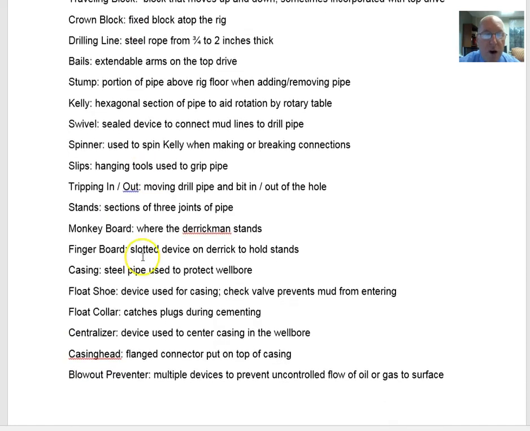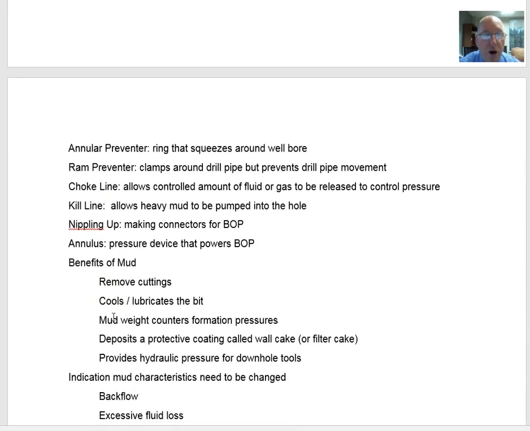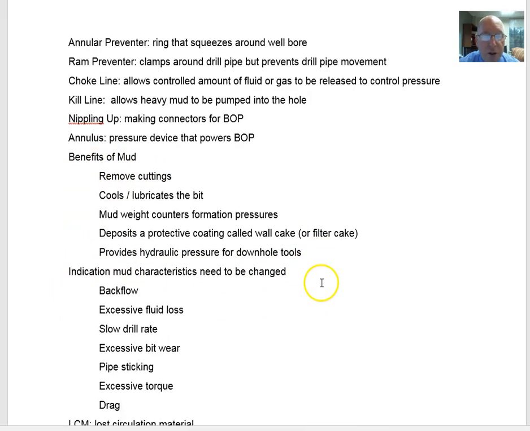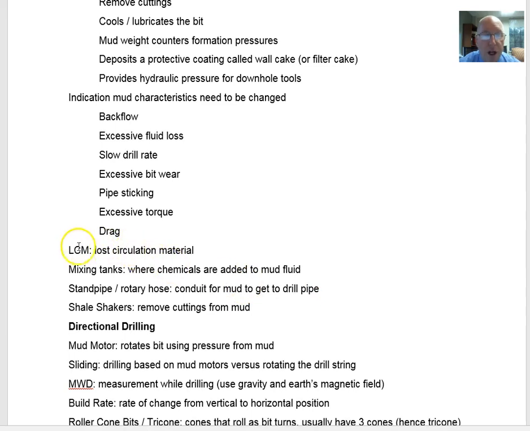Then there are the major things that we do with the rig. Some things that you're going to want to especially be aware of is what's involved with setting casing and cementing, because those 2 things go hand in hand. Also, we talk about the benefits of mud and what goes with mud, and so that's important. Another issue that comes up is the idea of lost circulation. Make sure you're familiar with that and ready to deal with that.